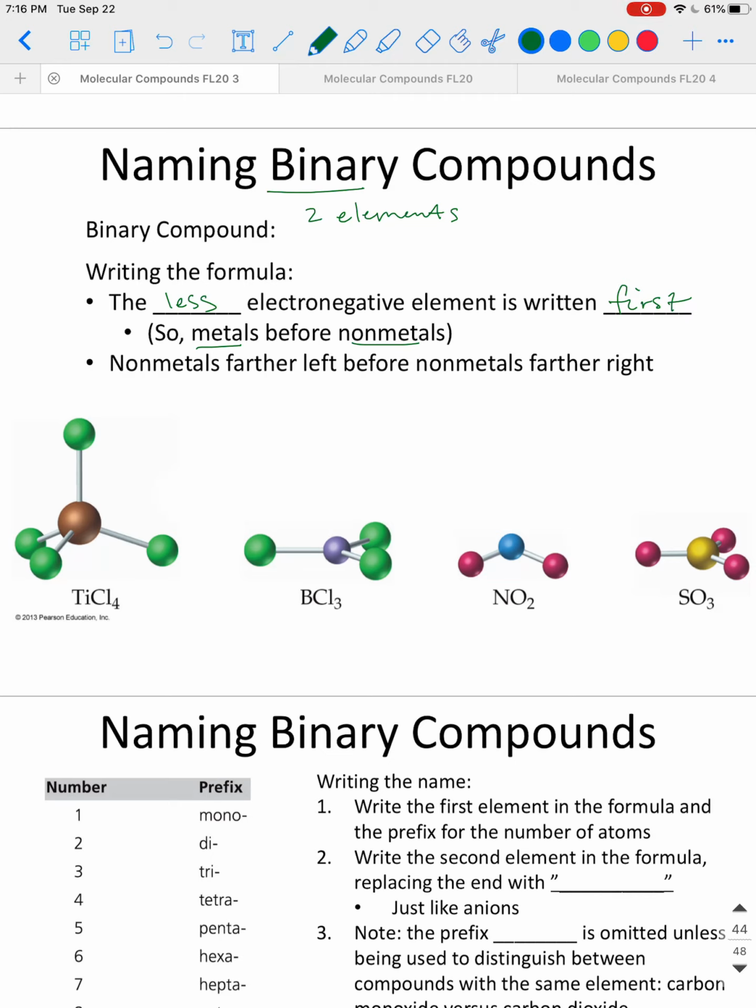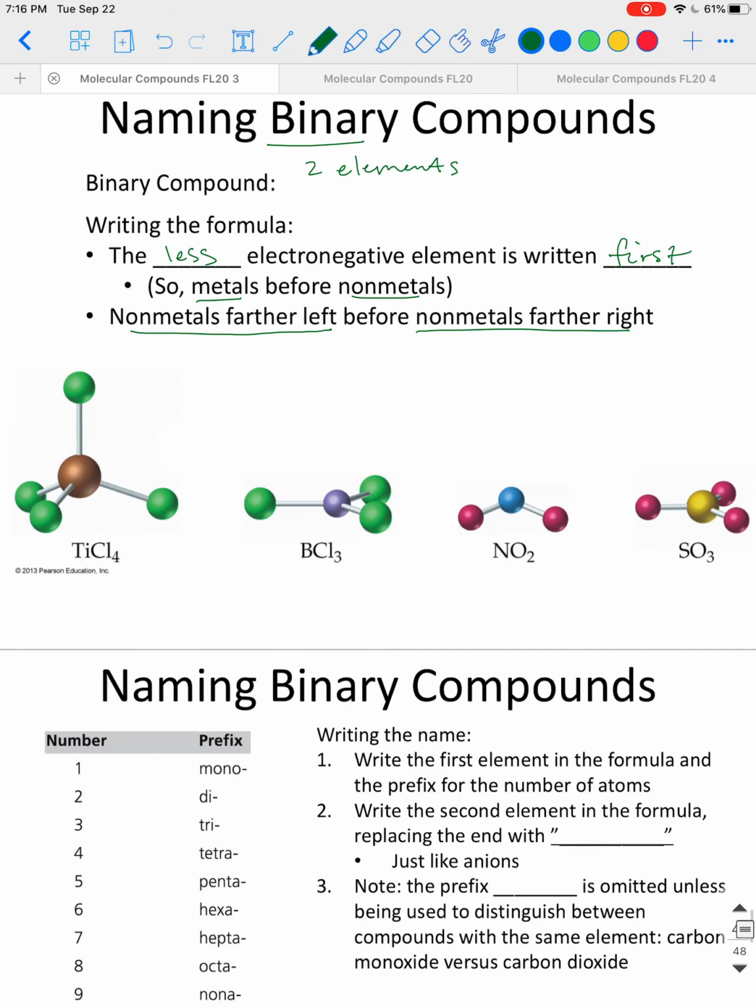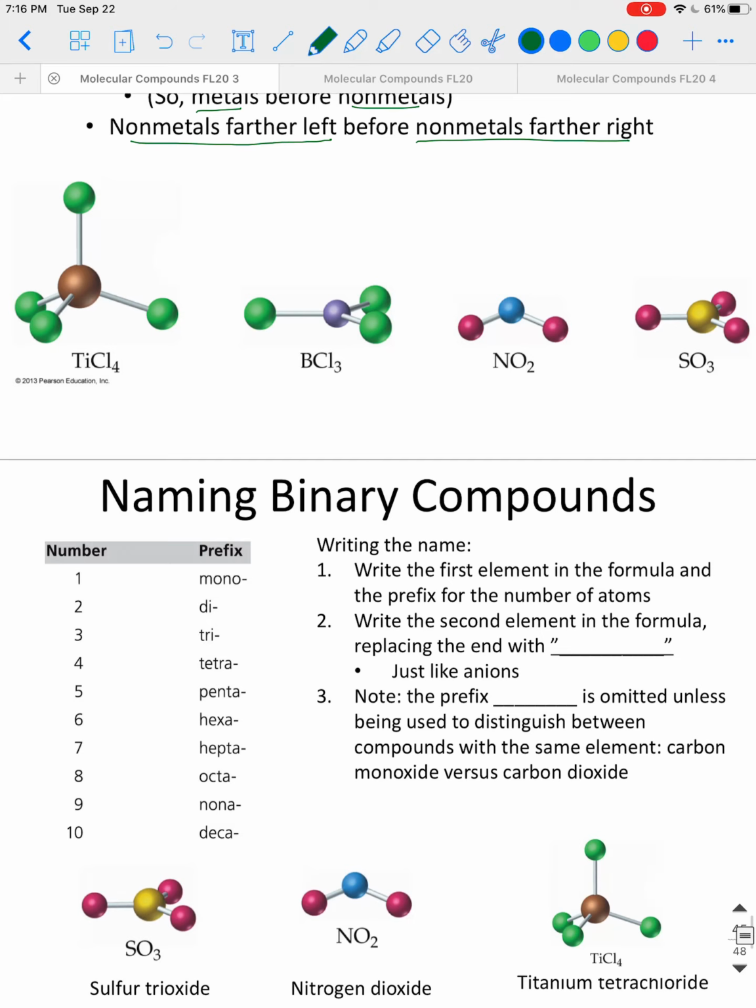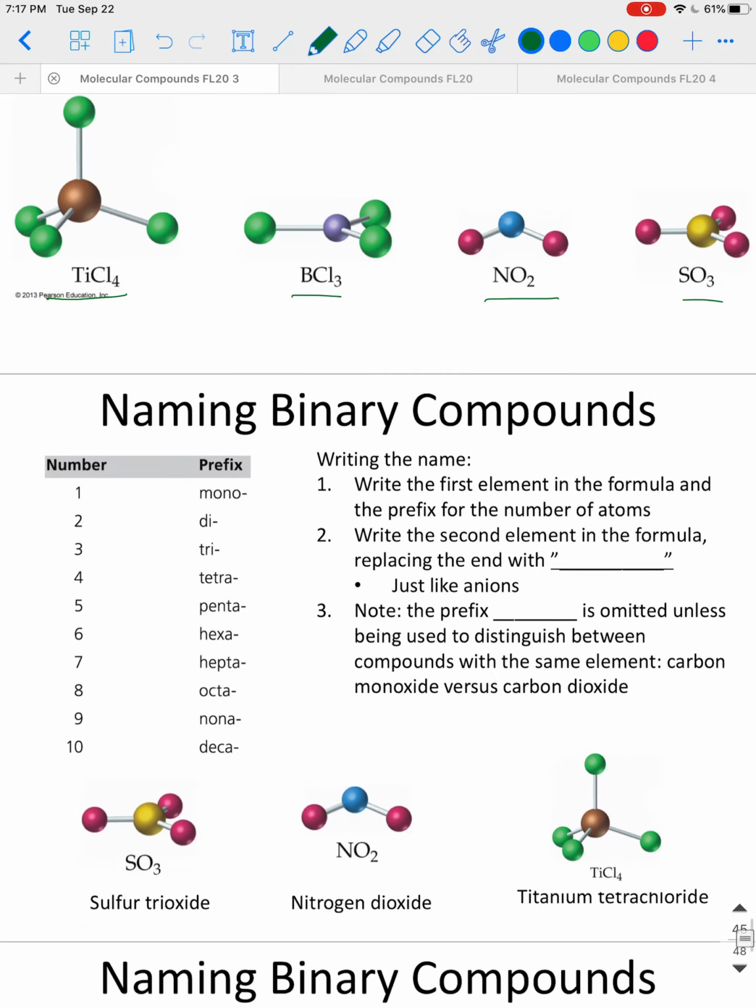If you have 2 nonmetals, then you're going to write the nonmetal further left before the nonmetal further right. If your compound is 2 nonmetals, you look at which one is farther left, you write it first. Which one's further right, you write it second. So here's just some examples. We'll learn how to name these things in just a second.